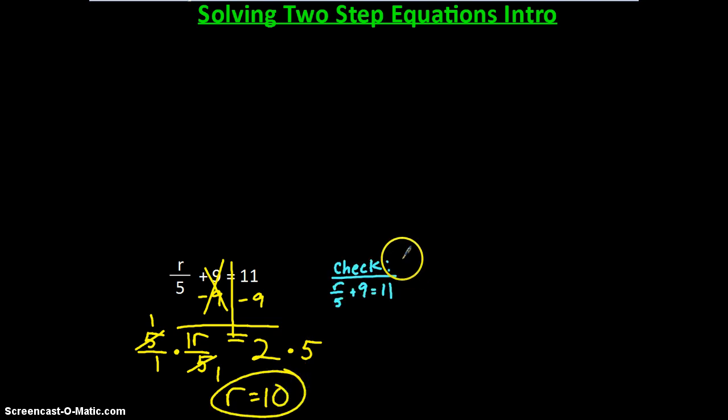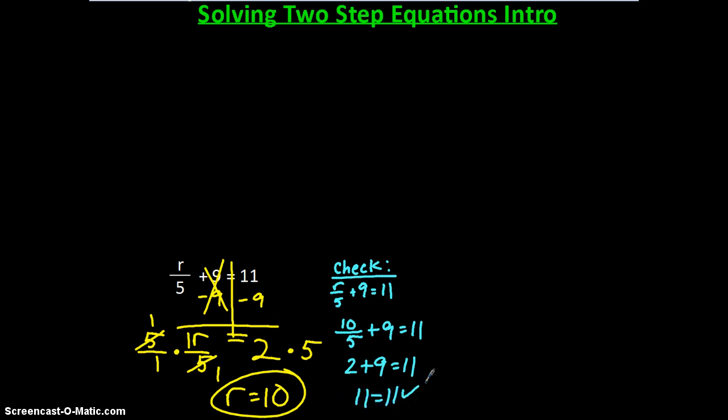Now for our check. I wrote the check to the right-hand side right now. So I'm going to substitute this 10 in for r. So I have 10 over 5, or 10 divided by 5, plus 9 is equal to 11. 10 divided by 5, which is my order of operations, is 2, plus 9 equals 11. And then obviously 2 plus 9 is 11. Does 11 equal 11? Yes, it does.